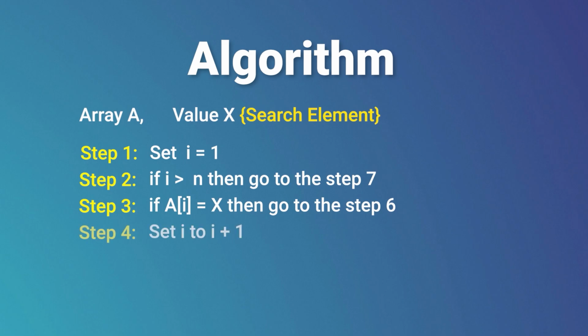If the match is not found, then we will go to step number 4, where we increment the value of i by 1, and then again we go back to step number 2. In step number 2, again we check whether the value of i has become greater than n. If it is less than n, then we go on repeating the steps. So this is the algorithm that is used for linear search.